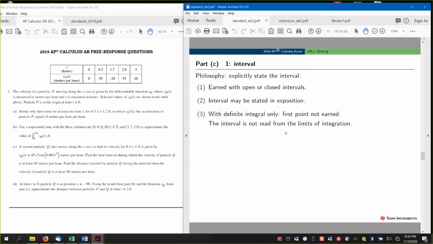Here we are in part C. The first point here was for explicitly stating the correct interval. The interval presented can be open or closed. The interval may also be presented in exposition or in prose, in writing out a paragraph or a sentence. If the interval is only evident as presented in a definite integral, then the first point is not earned. That means that we're not going to read the interval from the limits of integration.